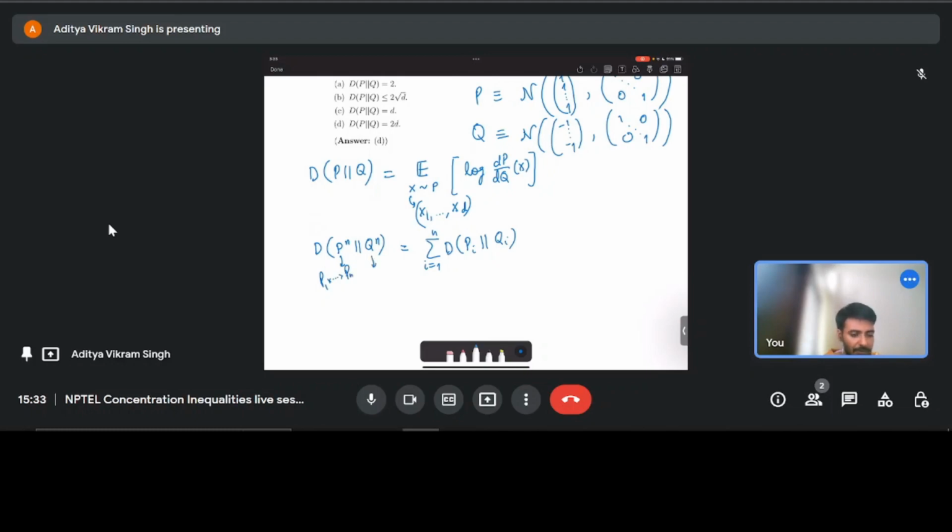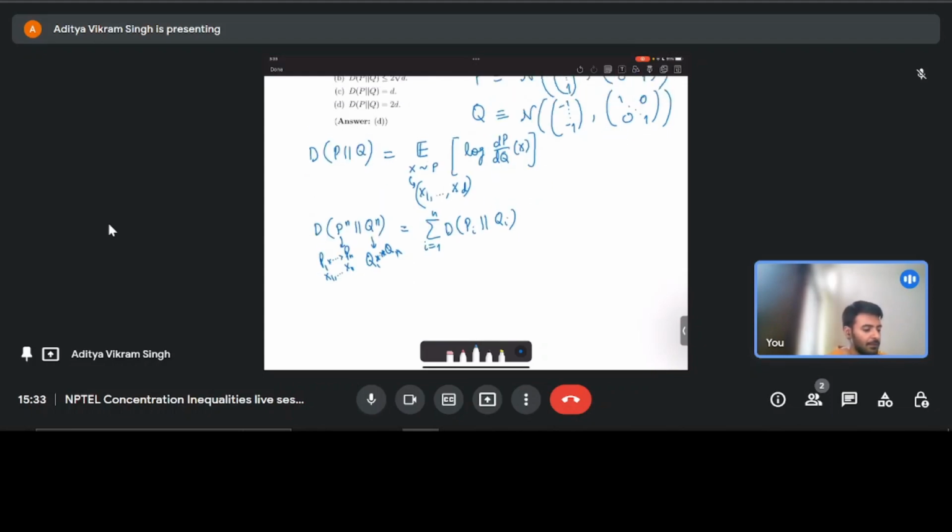This is a product distribution, so a distribution for n independent random variables, X1 to Xn, where X1 is distributed as P1 and Xn is distributed as Pn. And similarly, Qn is a product distribution again. So in this case, when both are product distributions, we can just take the KL divergence between each individual coordinate and just sum those, right? So that's what we'll do.